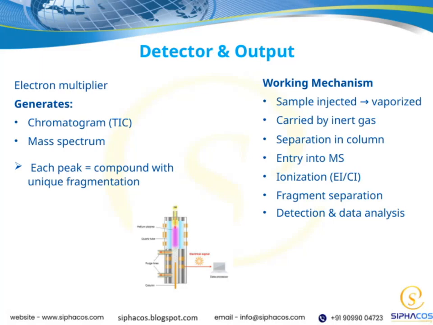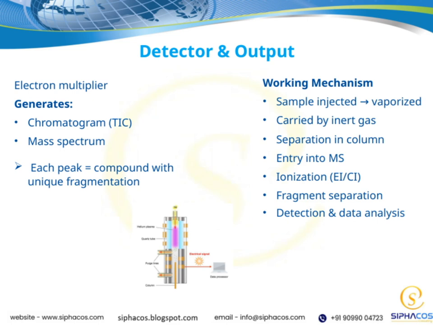Now, let's walk through the working mechanism of this analytical process. First, a sample is injected into the system, and it gets vaporized to turn into a gas. This vaporized sample is then carried along by an inert gas, usually helium or nitrogen. As it moves through the column, separation occurs based on the different properties of the compounds, allowing us to distinguish them effectively. Once separated, the compounds enter the mass spectrometer, or MS.